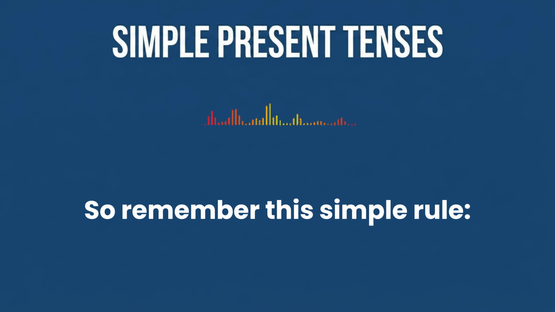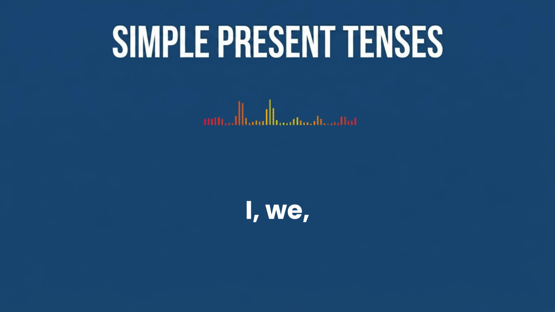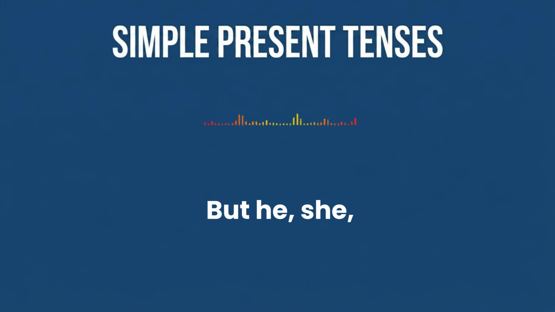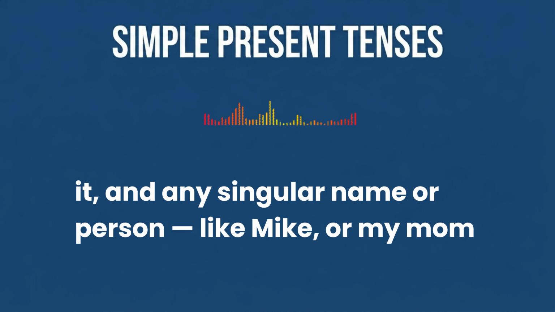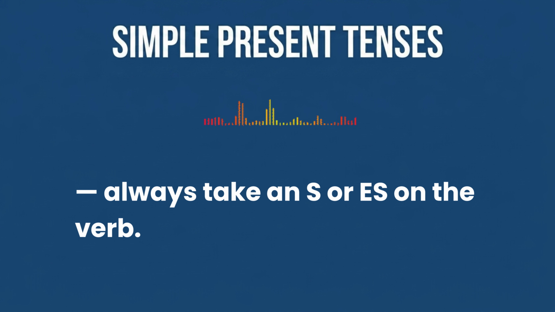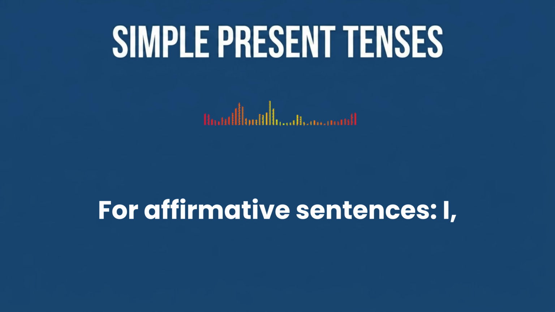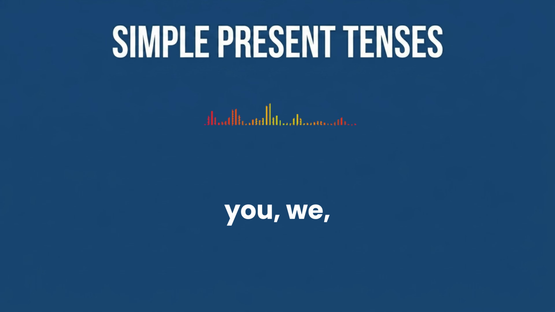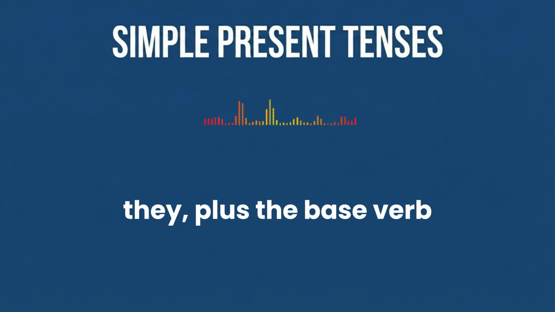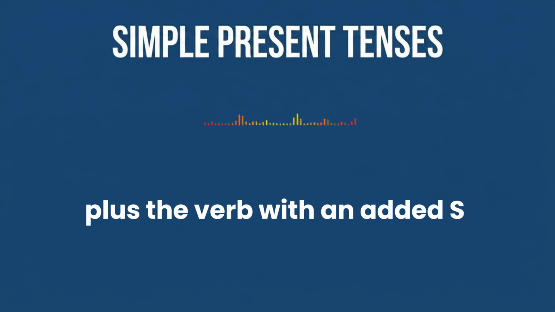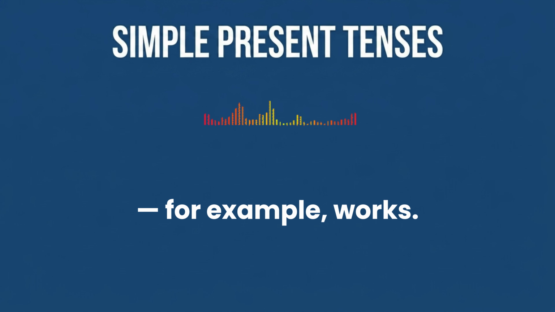So remember this simple rule. I, we, you, and they never take an s on the verb. But he, she, it, and any singular name or person, like Mike or my mom, always take an s or es on the verb. Now let's look at the full structure. For affirmative sentences, I, you, we, they, plus the base verb, for example, work. He, she, it, plus the verb with an added s, for example, works.